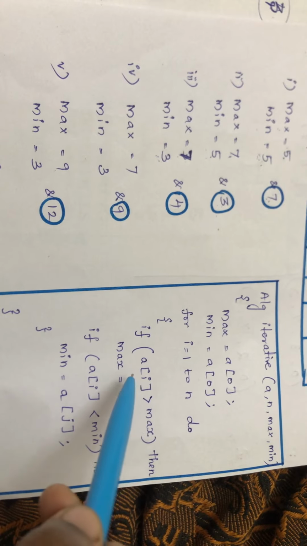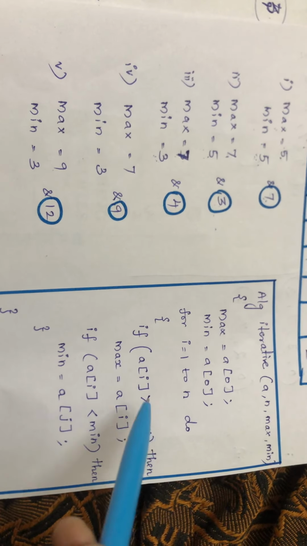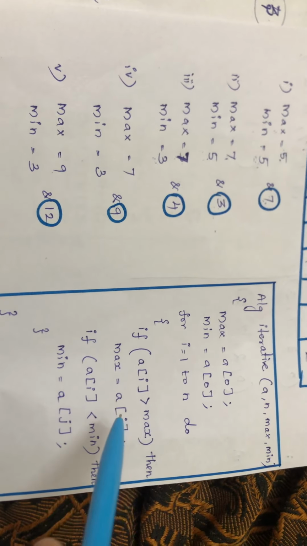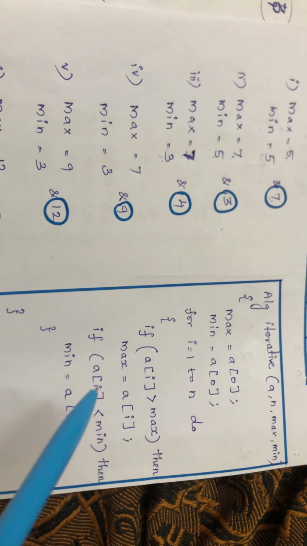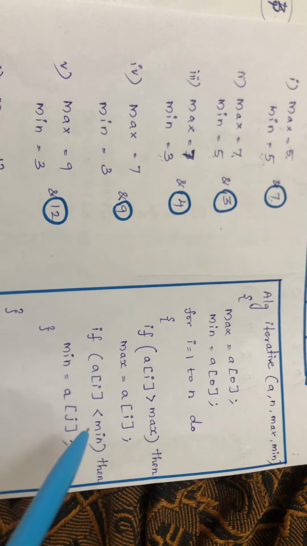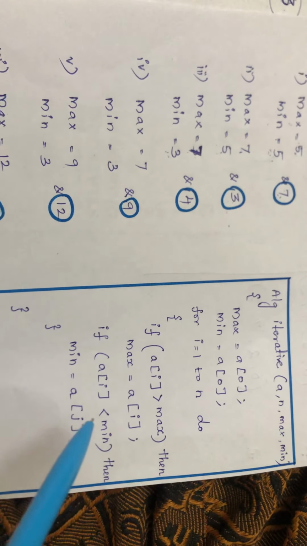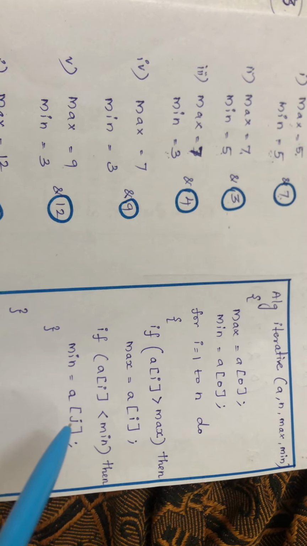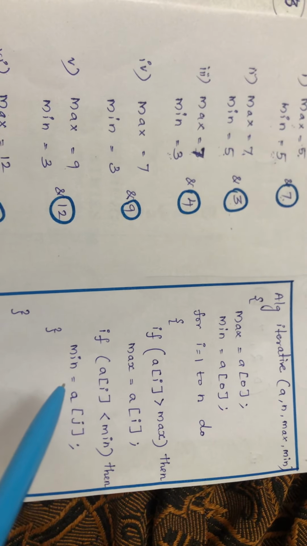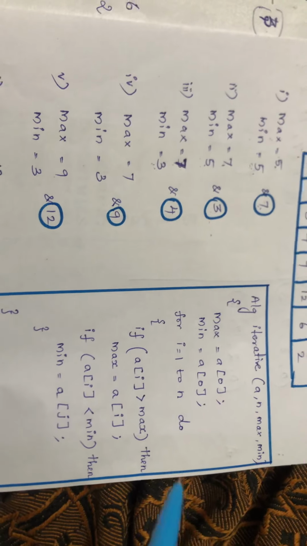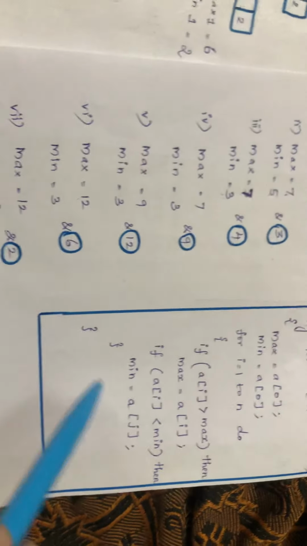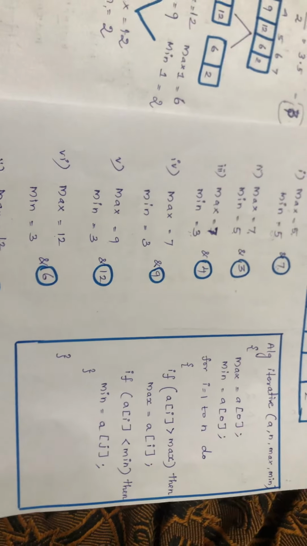Here a of i is compared with max. If a of i is greater, then the a of i value is assigned to the max value. Likewise a of i is compared with the minimum. If this is true, then a of i will be assigned to the min value. Likewise this process continues, and finally we find the max and min value.